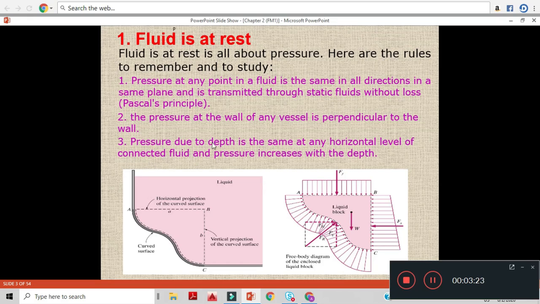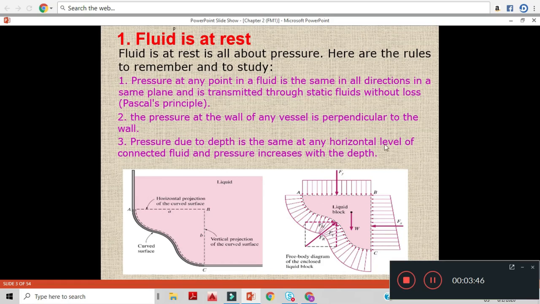Number 3, the pressure due to depth is the same at any horizontal level of connected fluid. So this is a continuous fluid. There is no break in it. That means let's consider this surface. This is the horizontal surface. You can see the pressure distribution. The pressure distribution is the same throughout the horizontal surface.